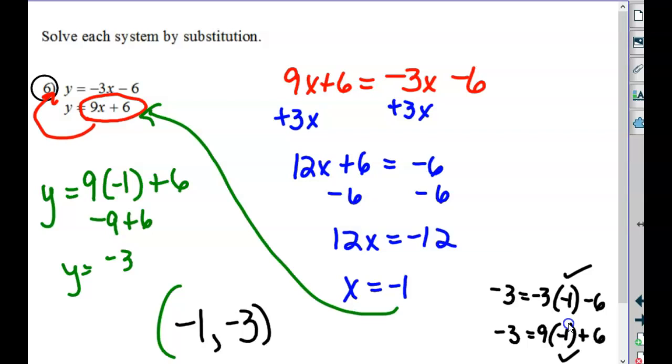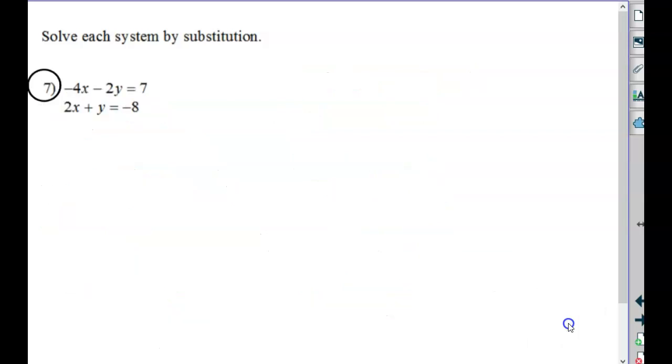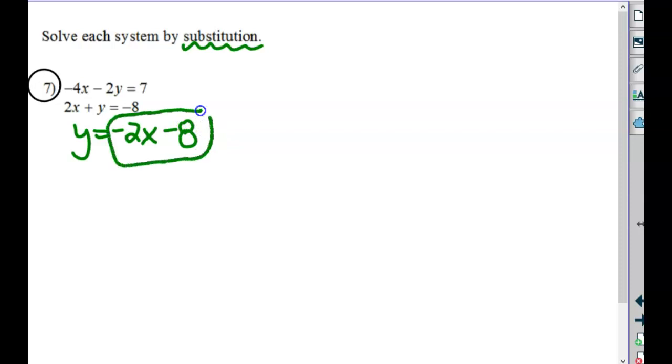Okay, number 7 is a weird one. That's why I left that one for us to do instead of 5 together. First of all, it does say we have to solve by substitution, but neither of these is set up necessarily for substitution. So it looks to me like it'd be a lot easier to take that second one and just subtract the -2x over to the other side. Does that seem okay? Now we're going to substitute this into which one?